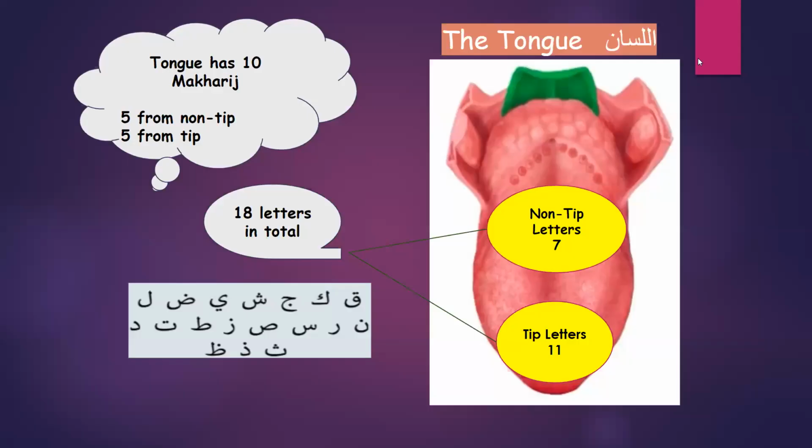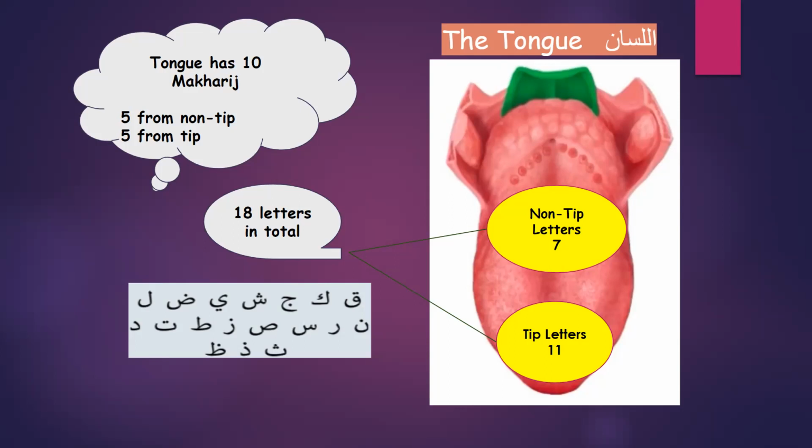We were learning the Makharij, and in the last lesson we covered the Makharij of al-lisan, the tongue. And in today's lesson, inshallah ta'ala, we will try to review the Makharij of the tongue and continue learning in depth, in detail about those letters that come from the tongue. The tongue has in total 10 makharij, and those 10 makharij are divided into 5 and 5. 5 makharij are from the tip of the tongue, and 5 makharij are from the non-tip of the tongue.